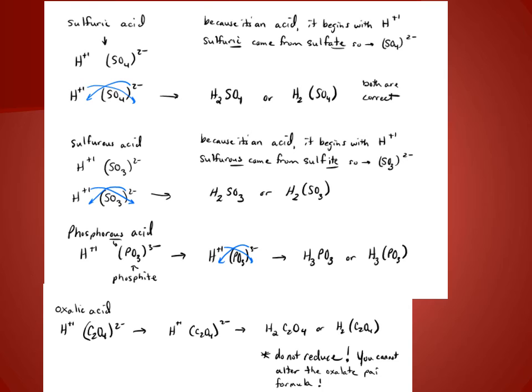Okay, sulfurous acid. Sulfurous. Well, because it's an acid, it begins with hydrogen, +1 charge, right? So there that is. Sulfurous comes from sulfite. So SO3, 2 negative. I brought that over here. +1, 2 minus, didn't cancel, so I crisscrossed, giving me a formula of H2SO3. And if you prefer the parentheses, it would look like that. But that's sulfurous as opposed to sulfuric.